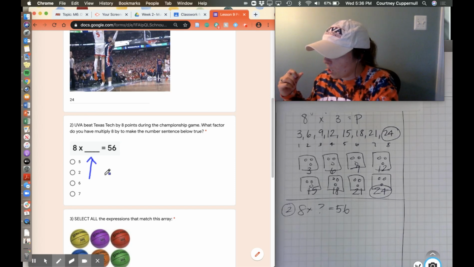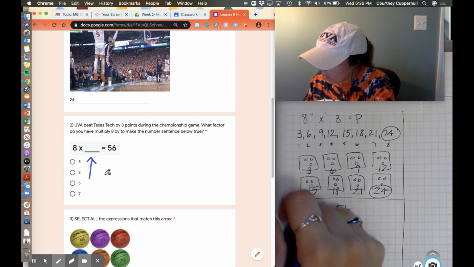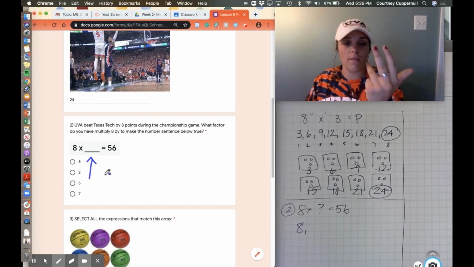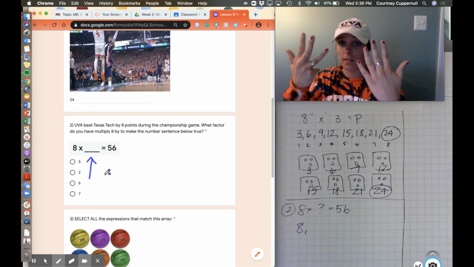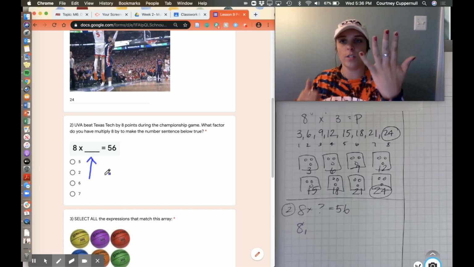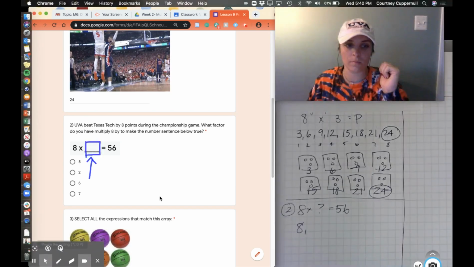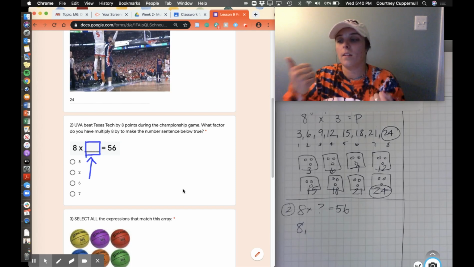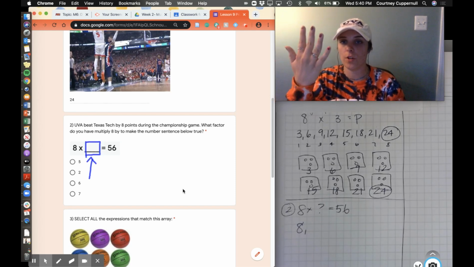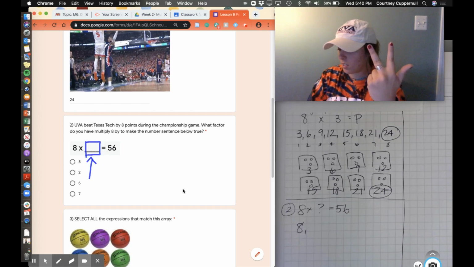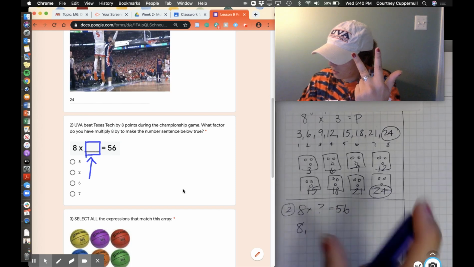So I'm going to skip count by 8s. Sorry, I just did that wrong. I go 8, 9, 10, 11, 12, 13, 14, 15, 16. I've counted 8 times. I reached 16, so I'm going to write that down.